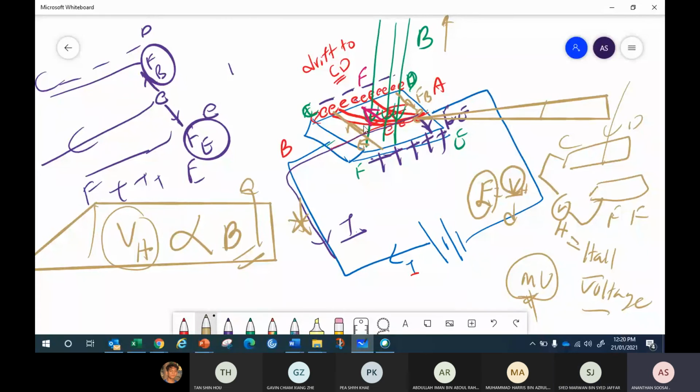In the exam, they will ask which side becomes negatively charged, which side becomes positively charged, which direction the electric field is, which direction the magnetic field is. These kinds of questions will come out in one structured question. Okay, any questions, guys, from here? This is called Hall voltage.